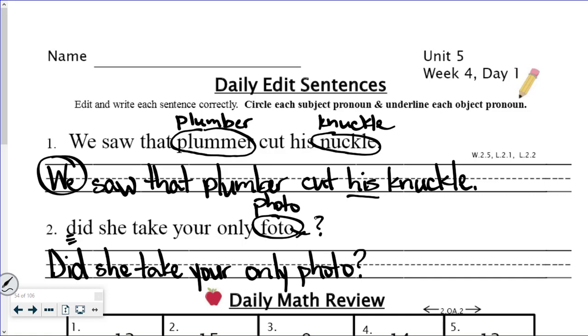Now we got to find the pronouns and decide if they're a subject or object. So did she, this sentence is about she, so that's going to be my subject pronoun. And then your is going to be an object pronoun because the sentence isn't about your, it's about she.